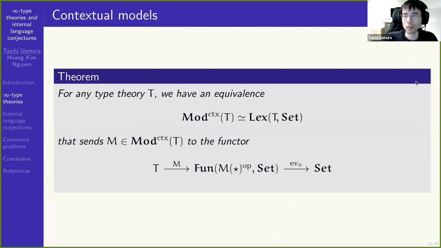We have a theorem. The category of contextual models of T is in fact equivalent to the category of functors from T to set, preserving finite limits. Okay. And yeah, this equivalence can be concretely described. Just take the evaluation at the final object in the base category, then we get some functor from T to set.